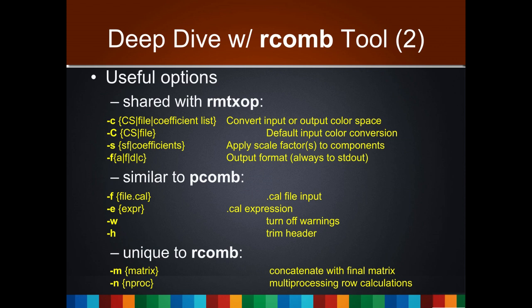So unique options to RComb: you can specify a matrix for concatenation that gets applied at the end. Like I said, you can do one concatenation, and it's actually really common that you will do one concatenation with RComb. You can specify a number of processes to run. And this was actually really hard to implement. It took me almost 2 weeks because it's very tricky to do on some operating systems. But it basically starts a number of processes and does rows in parallel. It's more or less linear speedup that way.